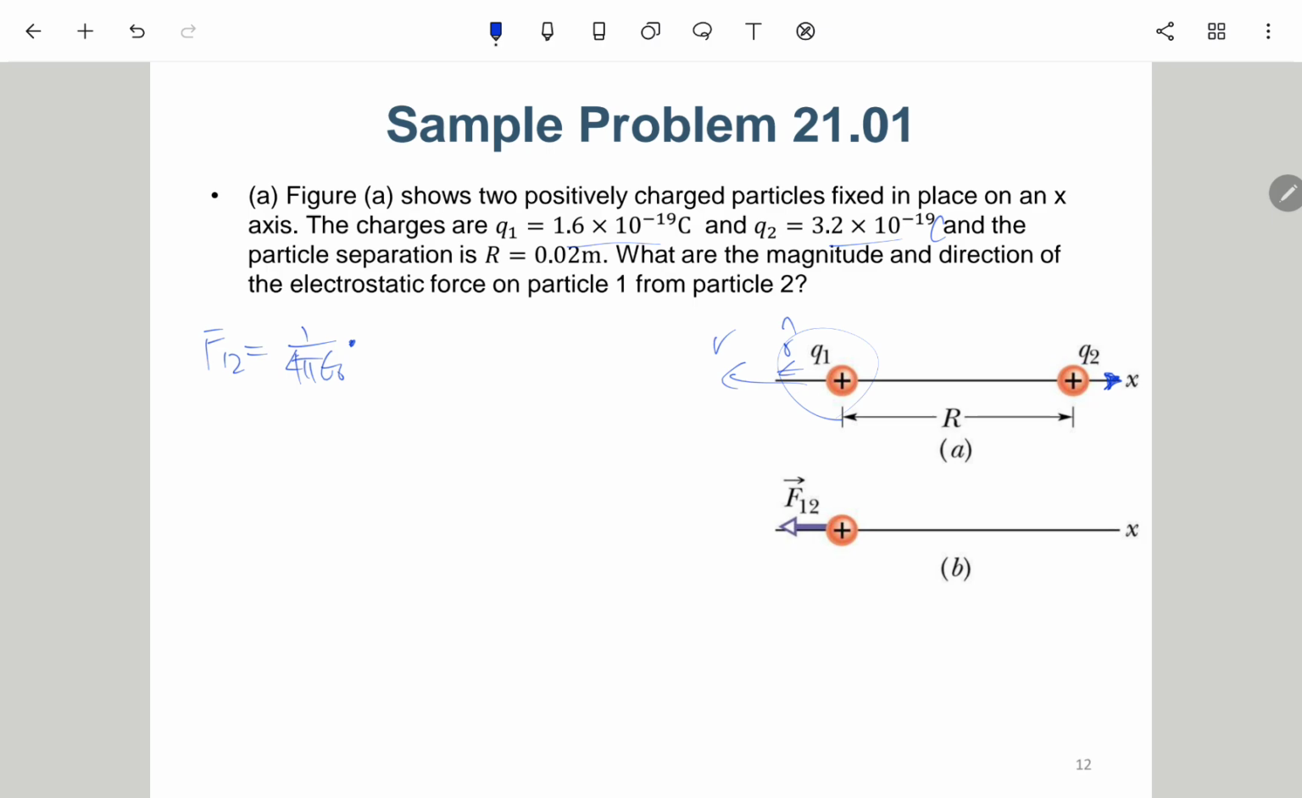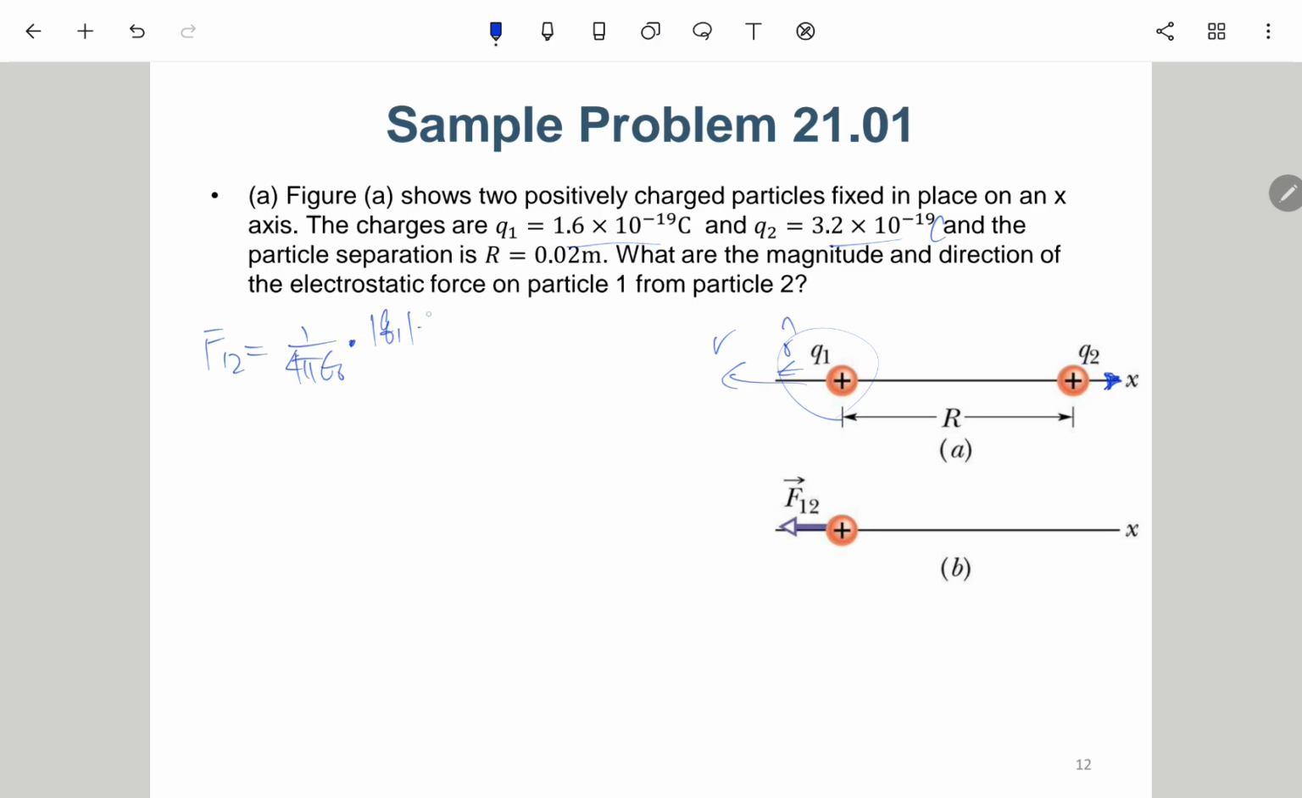Or you can just base it on your understanding: this one is positive charge, this one is also positive charge, so they will repel each other. In that case, you can imagine the force acting on Q1 should be pointing to the left side. So you have either way to determine. Here we can just use the latter method. In this case, we just need to consider the absolute value of the force.